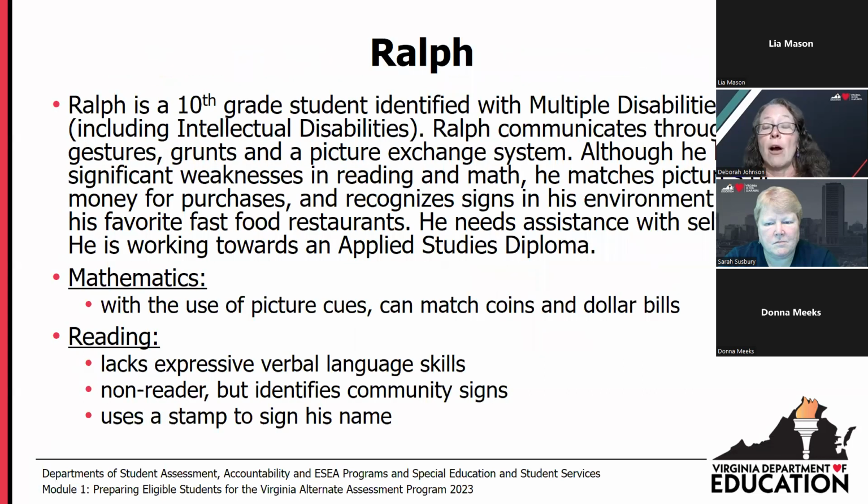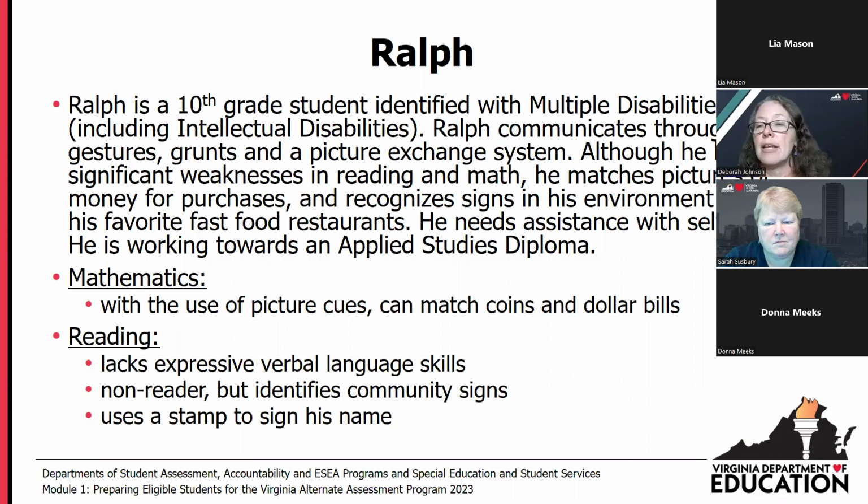So let's look at Ralph. Ralph is the 10th grade student who has been identified with multiple disabilities, including intellectual disabilities. He communicates primarily through gestures, grunts, and a picture exchange system.